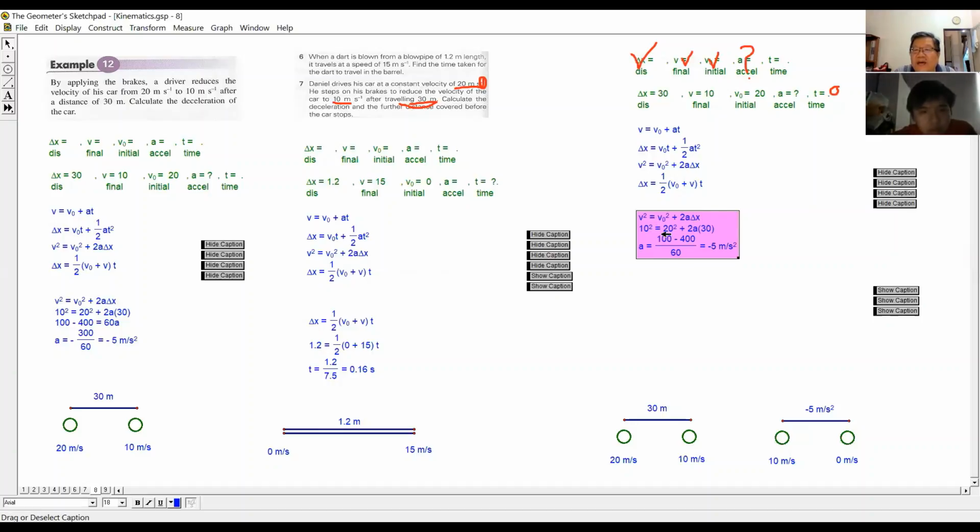10 square equals 20 square plus 2a times 30. So 100 minus 400, 20 square is 400. Then these two numbers multiplied together is 60. That's why you divide by 60. And you get a negative number. The negative number shows that it is a deceleration. So it's deceleration.